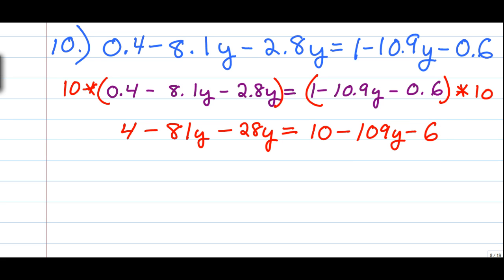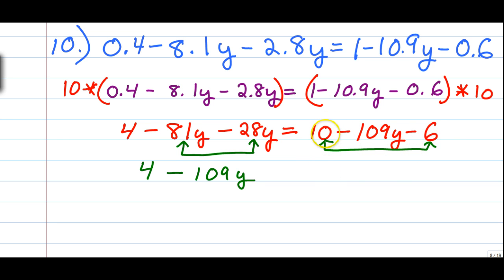Next, we want to simplify both sides of the equation by combining any like terms that are present. Looking at the left side, we see that the negative 81y is like the negative 28y, so we will combine these two. This results in a negative 109y. Carry down the minus 4 from above that we haven't yet used. Now we look at the other side of the equation. Our like terms here are going to be our 10 and our negative 6. They're opposite, so we will subtract them. So 10 minus 6 results in a 4. And then we will carry down our 109y.